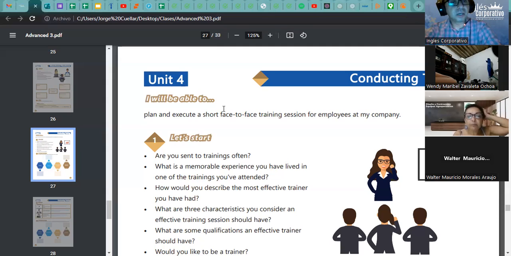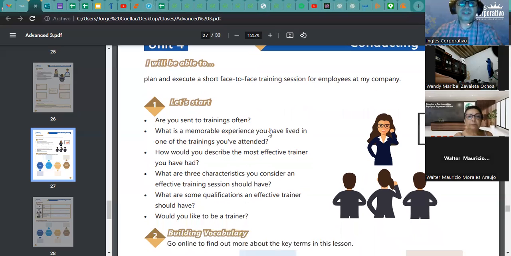No more, okay? So as we were saying, it's not that easy. We need to consider many things, right, whenever we are going to deliver the training. And that is the topic for this unit number 4, as you can see there in the book: conducting training. It says at the end of the unit, I will be able to plan and execute a short face-to-face training session for employees at my company. And there are some questions.